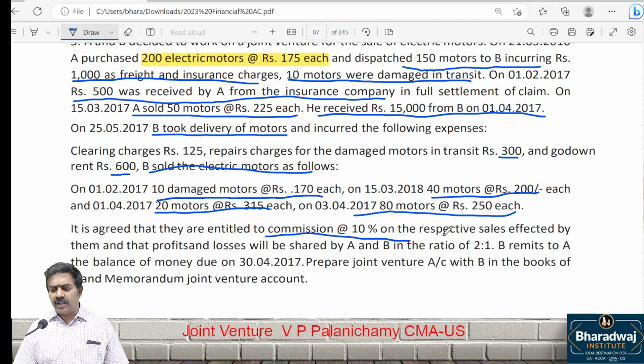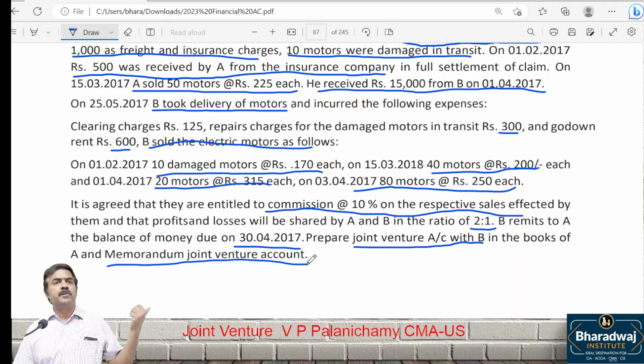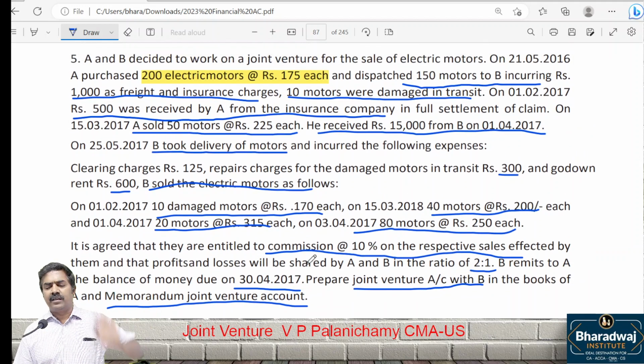It was agreed that a commission of 10% on the respective sales effected by them will be paid. To ascertain profit or loss, the profit or loss is shared in the 2:1 ratio. Then the money due is remitted. Prepare the joint venture account with B in the books as well as the memorandum joint venture account. When they ask you to prepare a memorandum joint venture account, each party records their own transaction only. Read the question fully. Remember the data, then we will be able to solve.